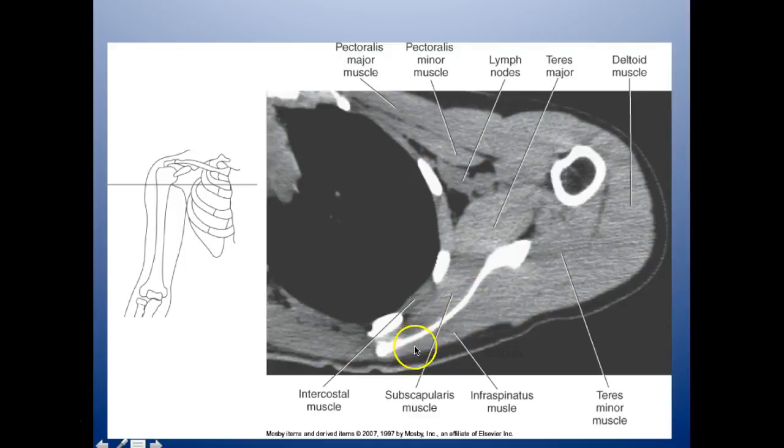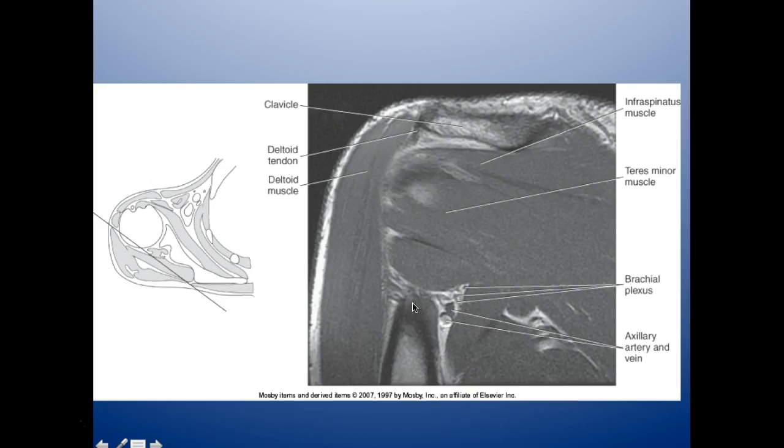So you have your scapula right here. And in between the ribs, remember that, is the intercostal muscle. So this is posterior, and this is a coronal cut. So this is your clavicle across here. This is your infraspinatus muscle, your teres minor. Here's your brachial plexus and your deltoid coming down.